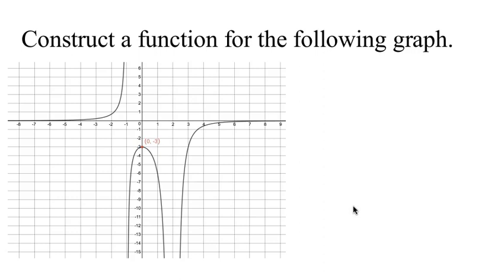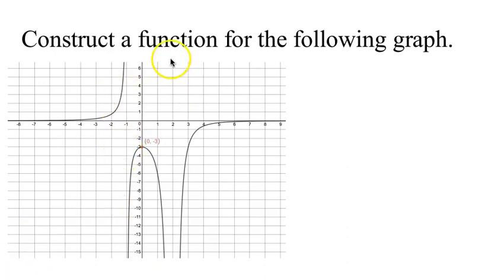We want to construct a function for this graph. I have a vertical asymptote at negative 1 and a vertical asymptote at 2. But they are different. At negative 1, going up to the left, down this side. So if that happens, what can we argue? We can say that this is going to be order 1.